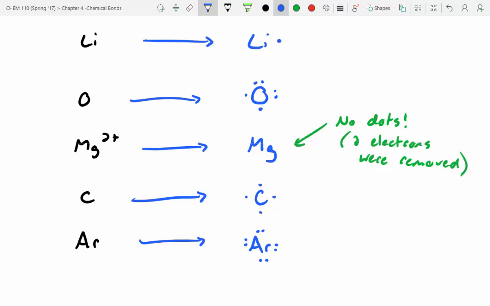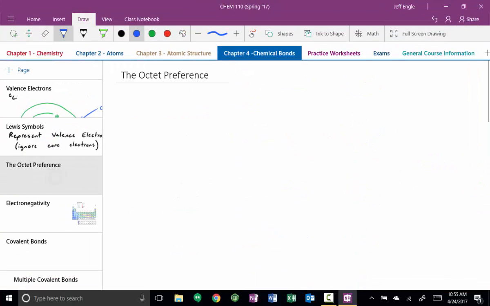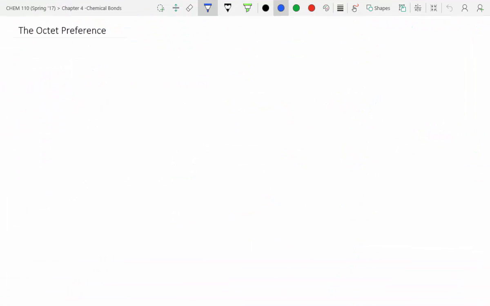And this leads to the next section called the Octet Preference. And I don't like the term octet rule. A lot of people use the term octet rule. They're really more just guidelines. If you guys have ever seen, what was that movie with the pirates? Pirates of the Caribbean? Like the Pirates Code, it's like, oh, they're really more just guidelines. And this came from a set of observations, primarily based off of the noble gases.